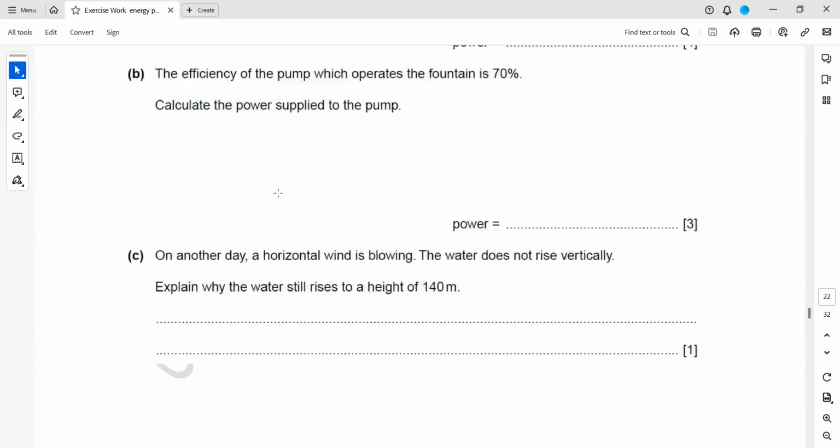The next part: the efficiency of the pump which operates the fountain is 70%. Calculate the power supplied to the pump. There is a pump, and the power used to lift is 7 times 10 to the power 5. We have to calculate how much power it takes in, the input power. It is only 70% efficient, so 30% of the energy is wasted. So how do we work this out?